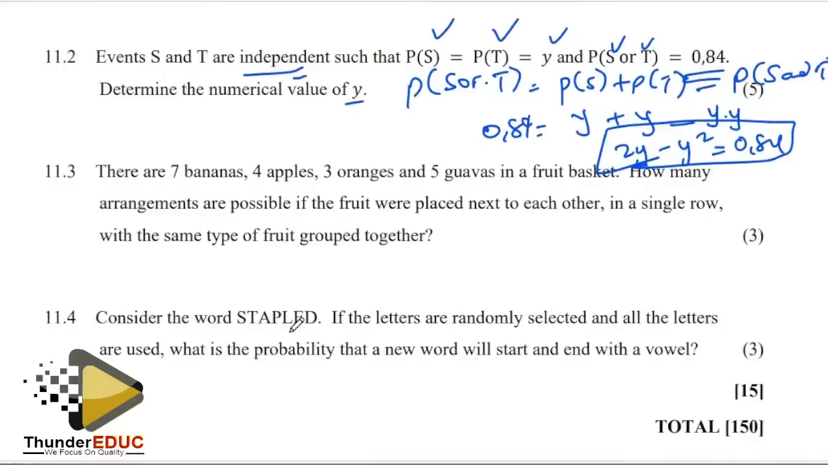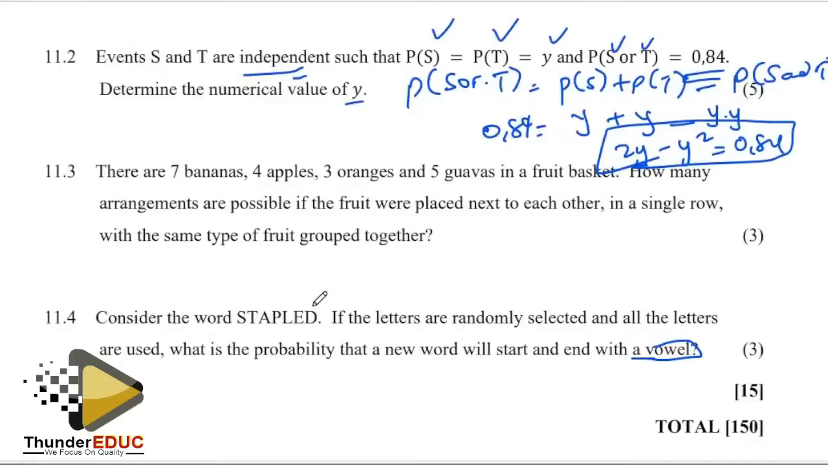Then we have the word stapled. If the letters are randomly selected and all the letters are used, what is the probability that a new word will start and end with a vowel? Okay, so how many vowels are there? It's just 2 vowels. How many letters are there? 1, 2, 3, 4, 5, 6, 7 letters altogether.